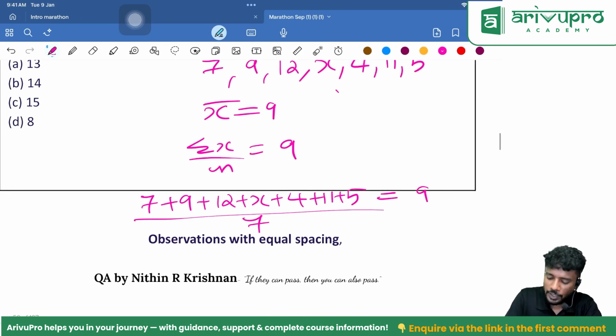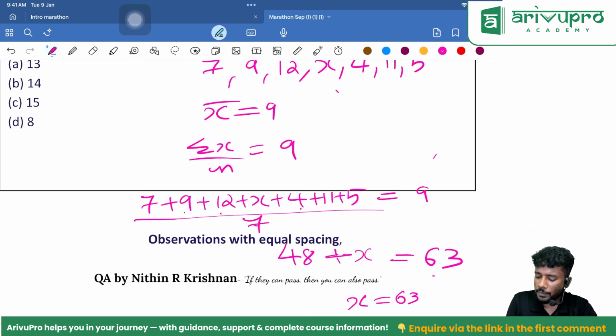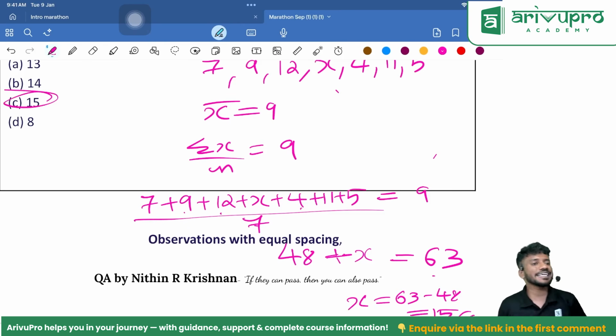Now cross multiply. That is equal to 63. Then 7 plus 9 plus 12 plus 4 plus 11 plus 5 is 48. 48 plus X is remaining. How did it become 63? 7 into 9 became 63. Now, what is the value of X? X is nothing but 63 minus 48, which is equal to 15. Option C is your answer.